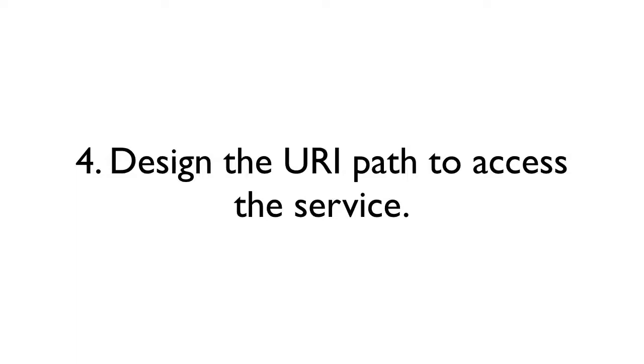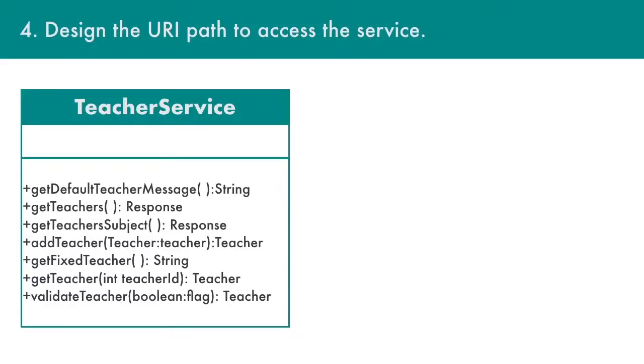In the fourth step, we need to design the URI path to access the service. We have specified a class that will manage the request of the service. In our example, it is TeacherService. Here we need to specify the path to this class. For instance, the path to this class is named as /service name/teacher.